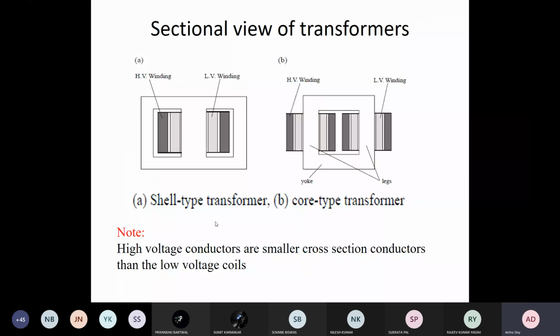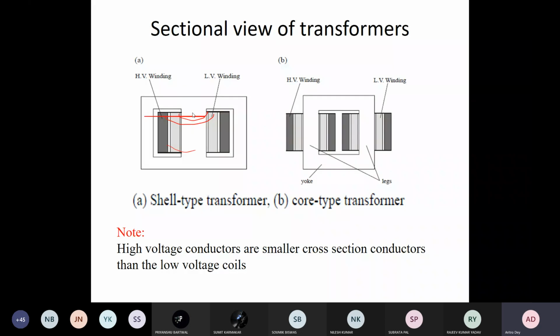So this is a shell type transformer. It is shown where we put your LV winding, then you have insulation, then your HV winding. Your transformer will be filled up. It can be air cooled and oil cooled as well. If you have a high rated transformer, then you use oil as a cooling material as well as the insulating material, and otherwise it is air cooled.